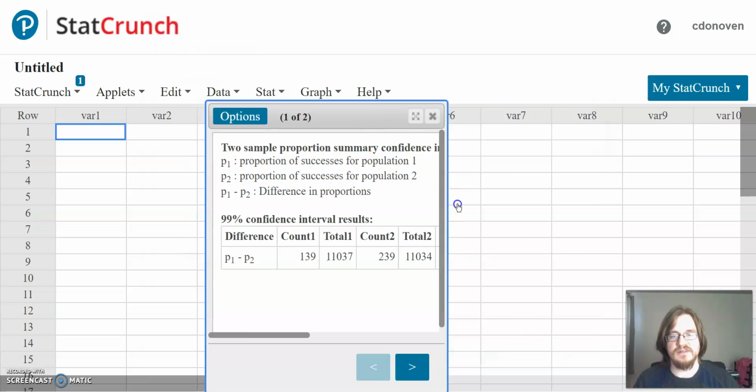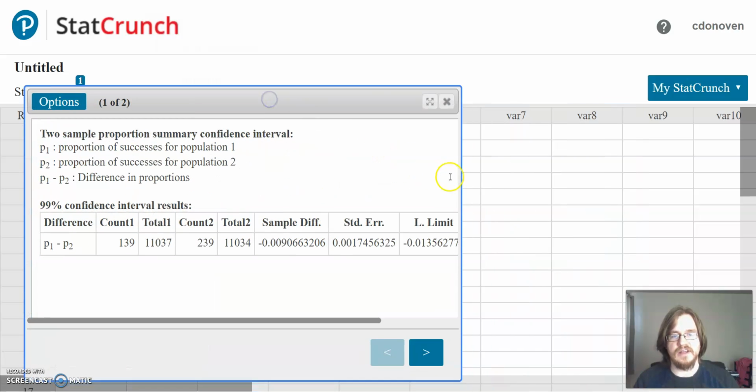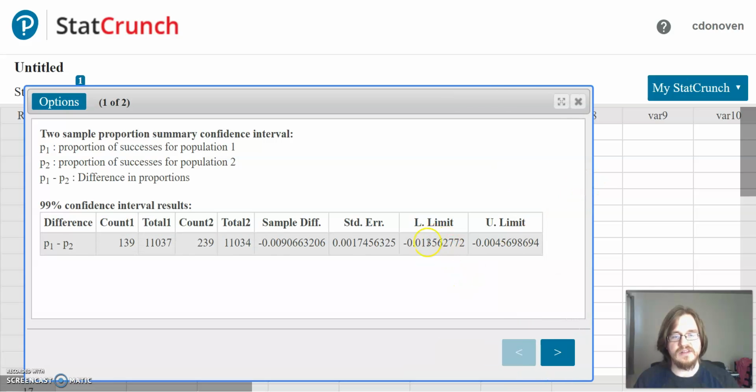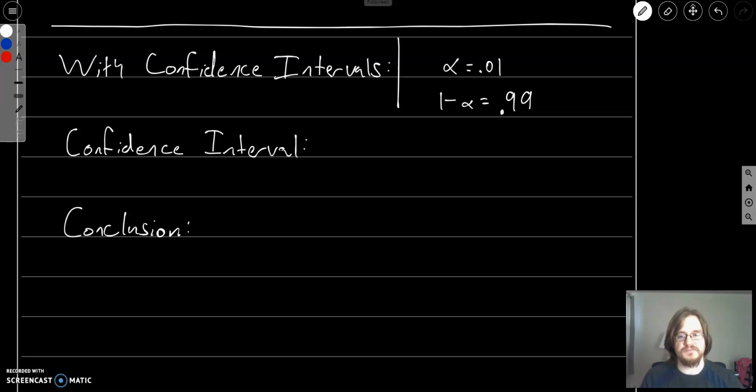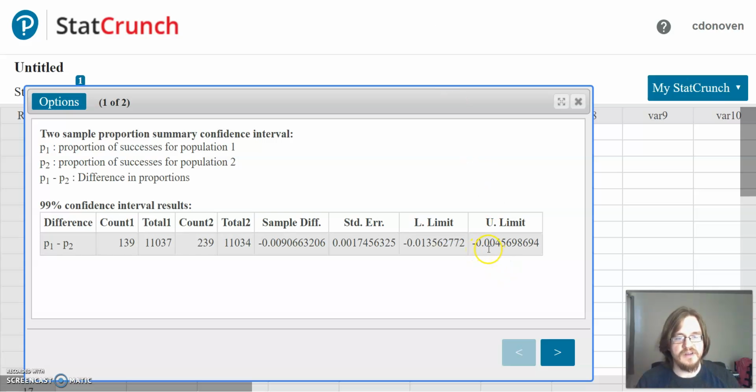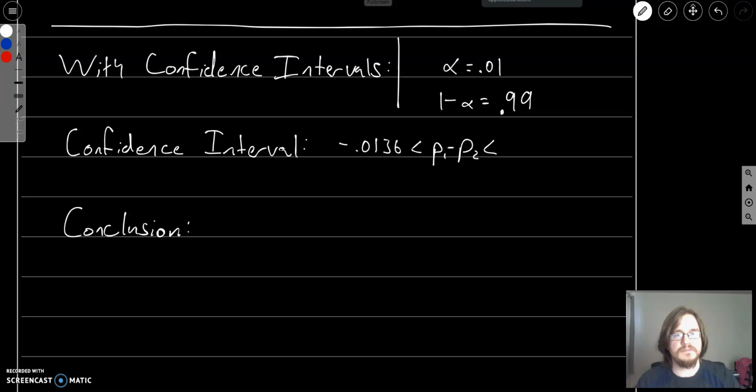So we will compute, and again, all of our data is right here. And then we see that we have our lower limit and our upper limit right here. So the difference in proportions, P1 minus P2, we are confident is somewhere between these two numbers. So that's negative 0.0136, let's round to 6. So P1 minus P2 is somewhere in between this number and negative 0.0046.